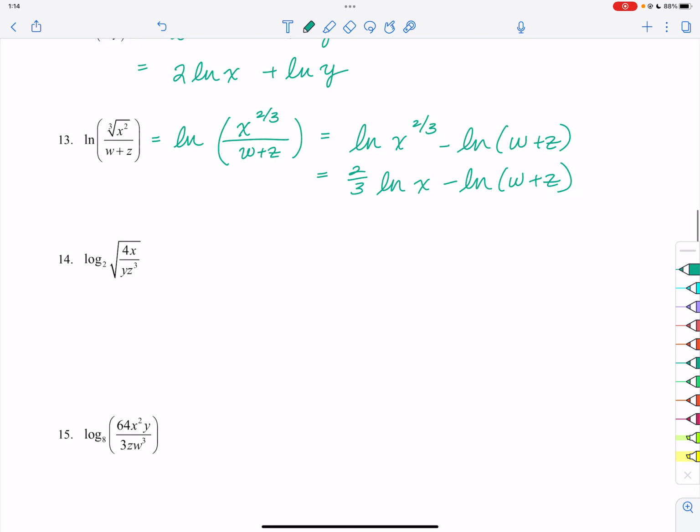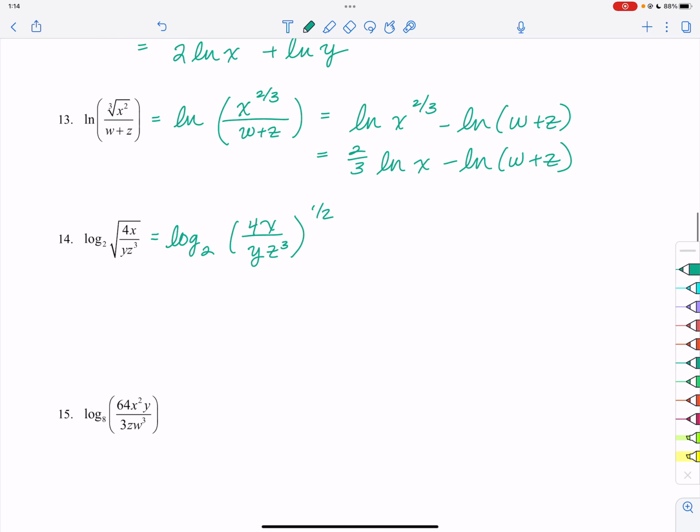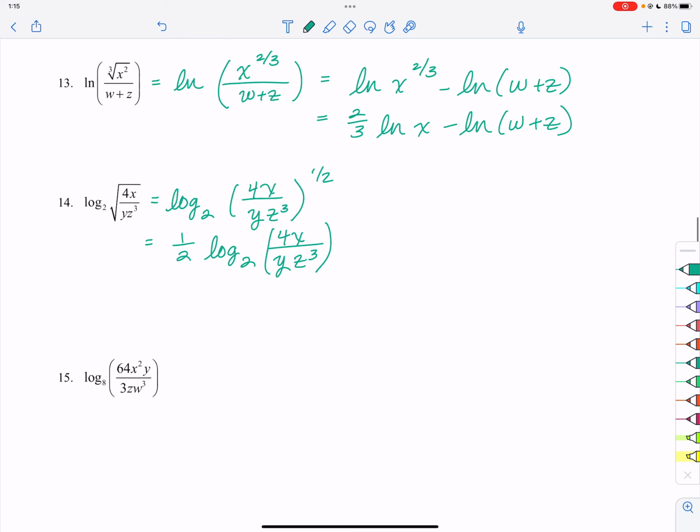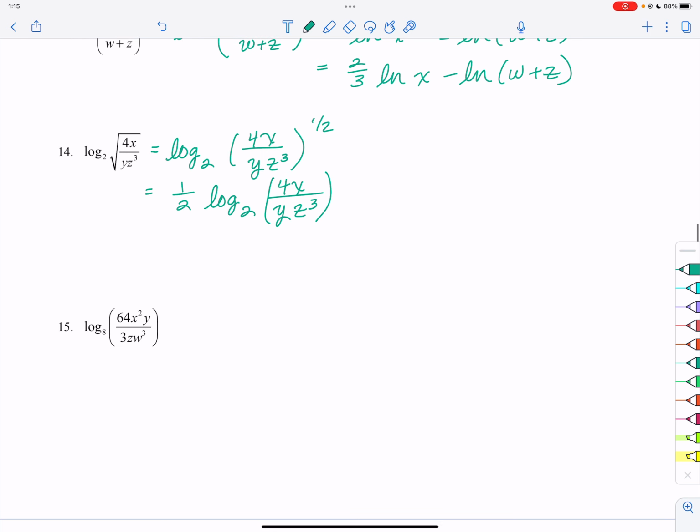Okay, let's get a little bit more complicated. The thing that you might want to do is notice first that this quotient is raised to the 1/2 power. And it makes it nice because now we can bring the 1/2 to the front of the term as a coefficient. And now we're going to have the log of a quotient. And this is all log base 2. So here we go. Now this 1/2 needs to be on the outside.